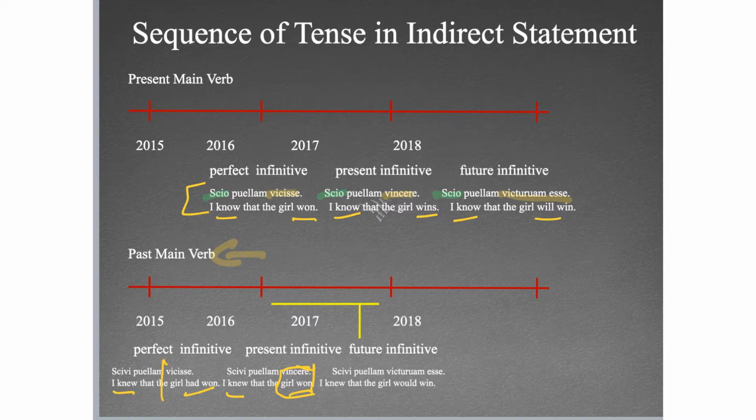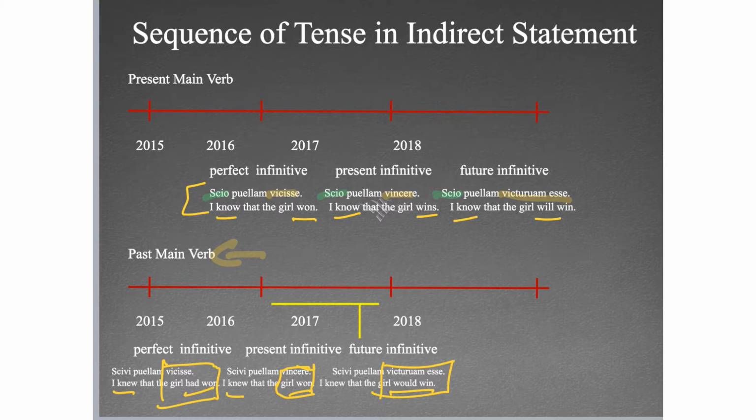And again, with that relative tense, the perfect says it's happening before the main verb because the main verb is in the past. Before the past is the pluperfect, and that's where the had won comes in. And then, of course, the future, I knew 2 days ago that the girl would win yesterday, and that's that would I was talking about. And there's that future infinitive.